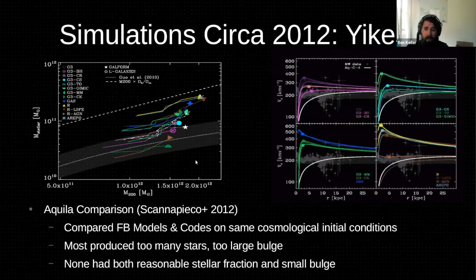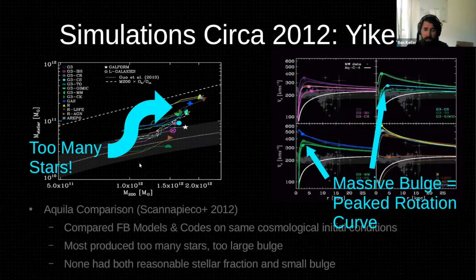And really importantly, most of them disagreed quite significantly with the existing observational constraints at the time, which have only become stronger since. In particular, almost every simulation was producing too many stars for the halo mass they were simulating. And these galaxies tended to have strongly peaked rotation curves, indicating that they were forming most of these stars within the bulge. This caused a lot of groups, ourselves included, to start rethinking what might be missing here.